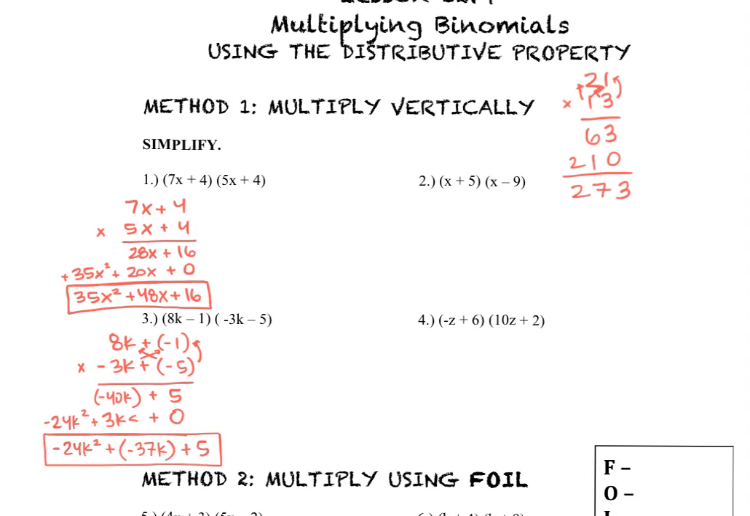And that would be my answer there, -24k squared plus -37k plus 5. All right, so here's the first method, multiplying vertically. And again, the nice thing about this method is that it draws on a skill that you already know about multiplication. All right, let's move on to method 2.